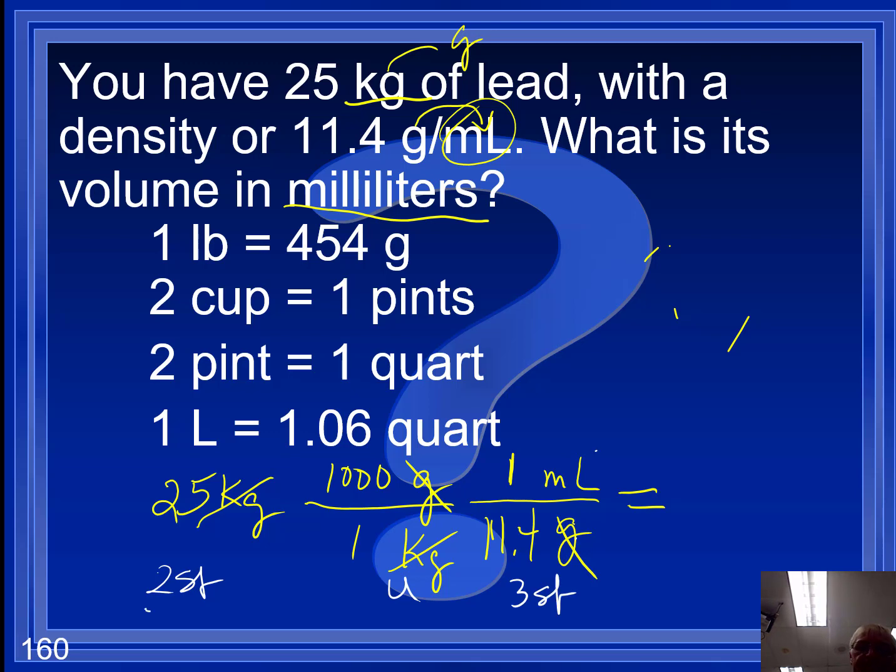So out of 2 sig figs, unlimited, and 3, what's the smallest number? Well, the smallest number is 2. So I can only have 2 sig figs in my answer. So that would be 2,200 milliliters.